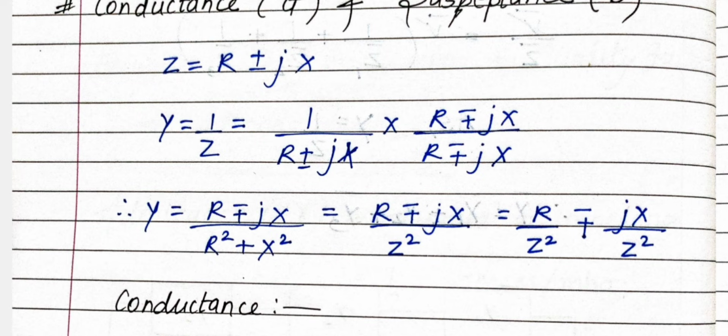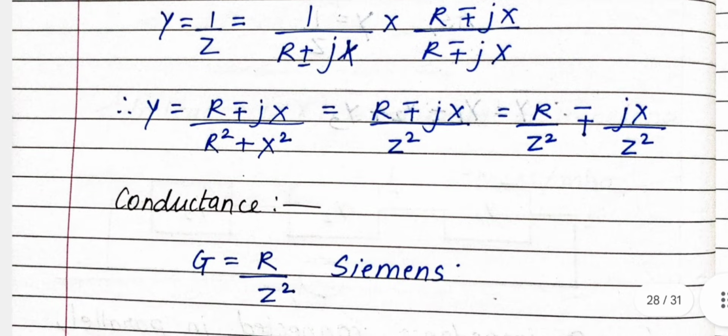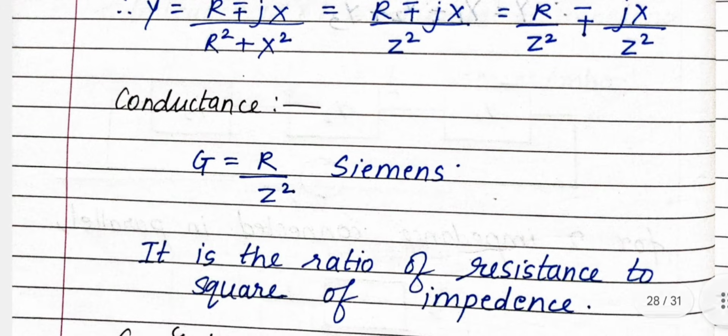What we will get is R minus plus JX upon R square plus X square, and R square plus X square is Z square. Now we just separate it and we get R by Z square minus plus JX upon Z square. This R by Z square part is your conductance, and the part with J, the complex part, X upon Z square along with the J, is called your susceptance. So this is your conductance. What is conductance?